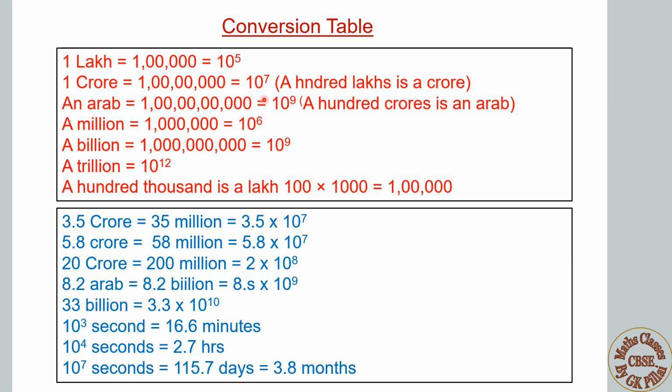This is a conversion table of different values. These are all there in your textbook also. This is a type of ready reckoner only. You may be able to use it sometimes. That is the reason why I have included it in this video.